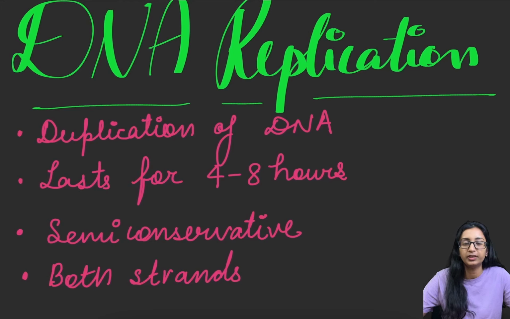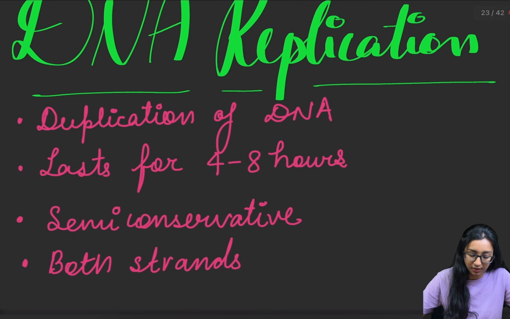In this section, we will be discussing replication and cell mitosis. What is DNA replication? In DNA replication, there will be the duplication of DNA, which will last for 4 to 8 hours. And after this, there will be a phase of interphase that is for 1 to 2 hours. And after that, there is mitosis that lasts for 30 minutes.